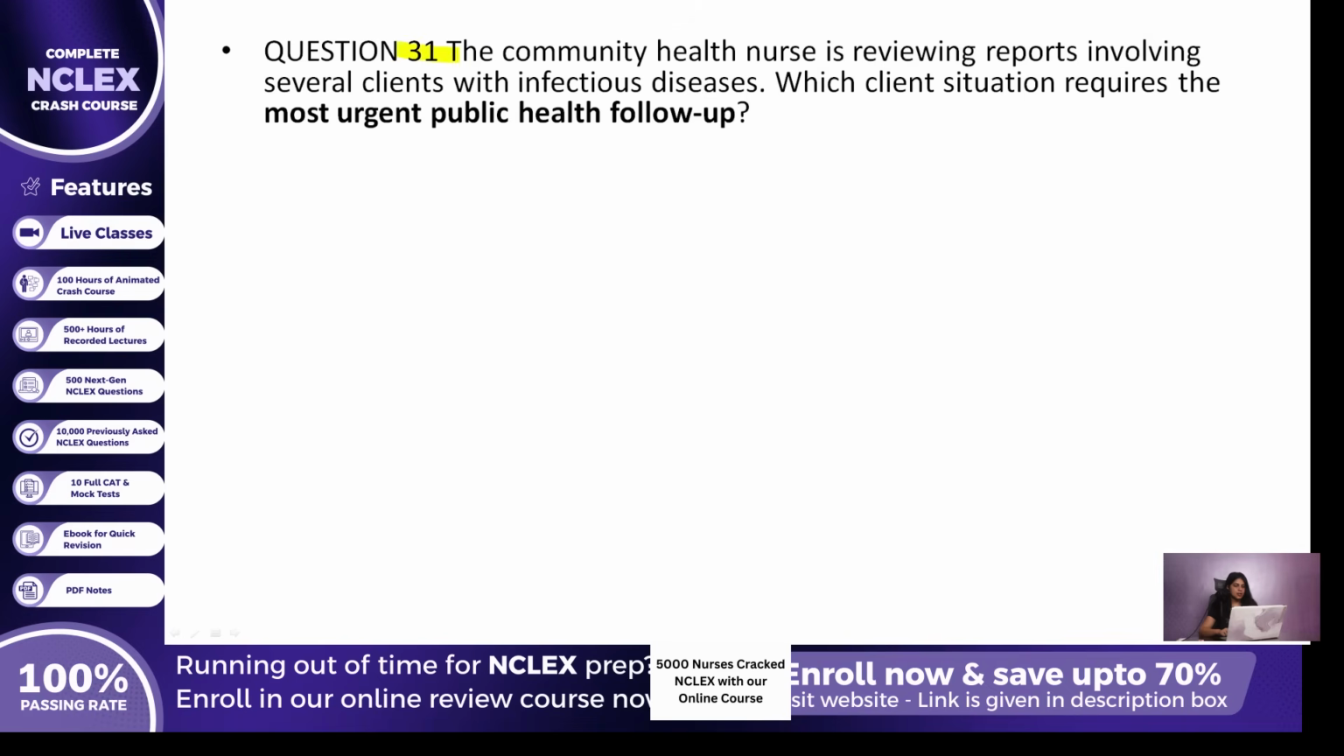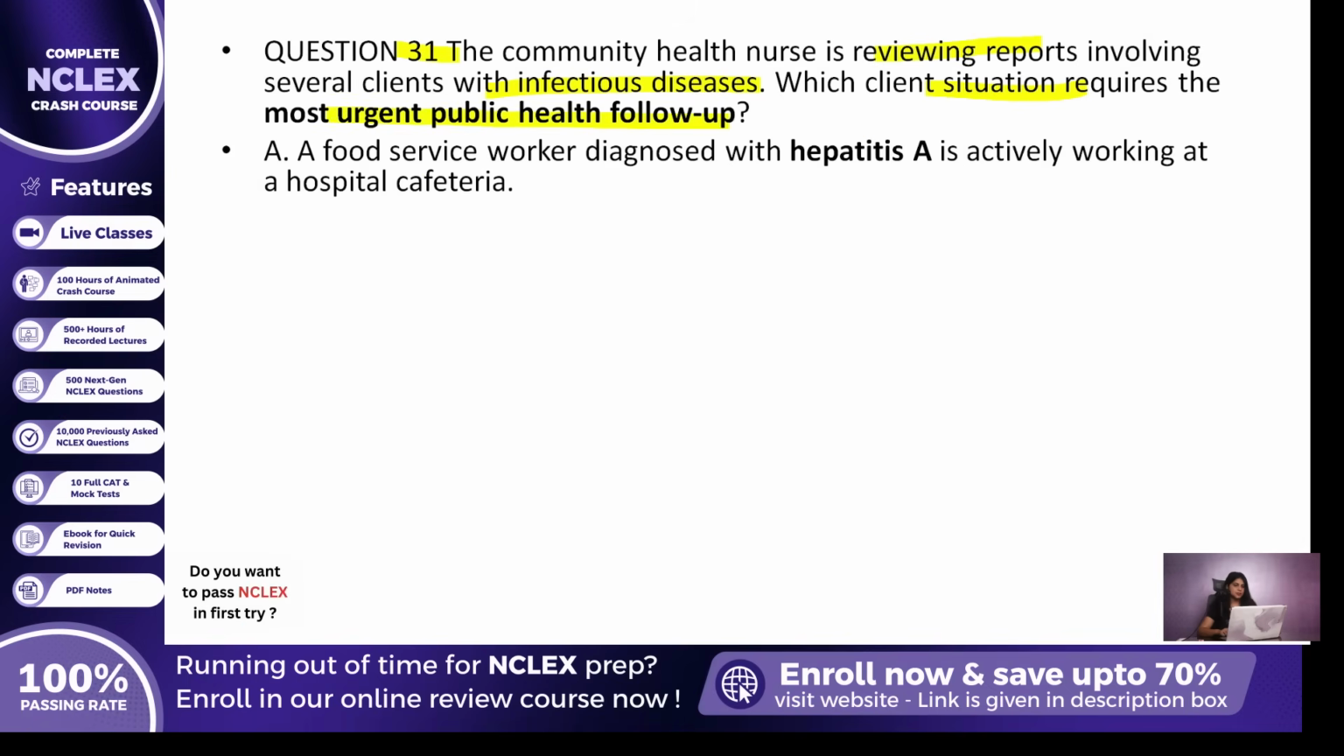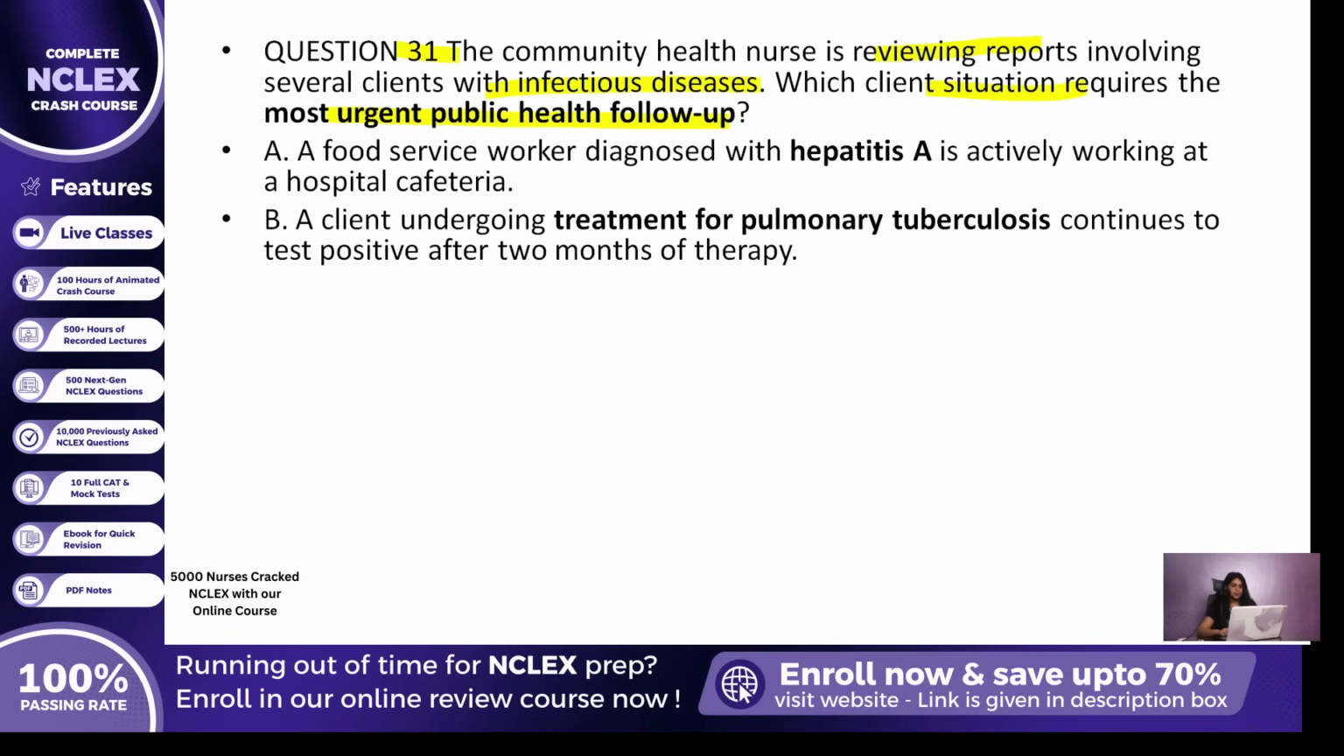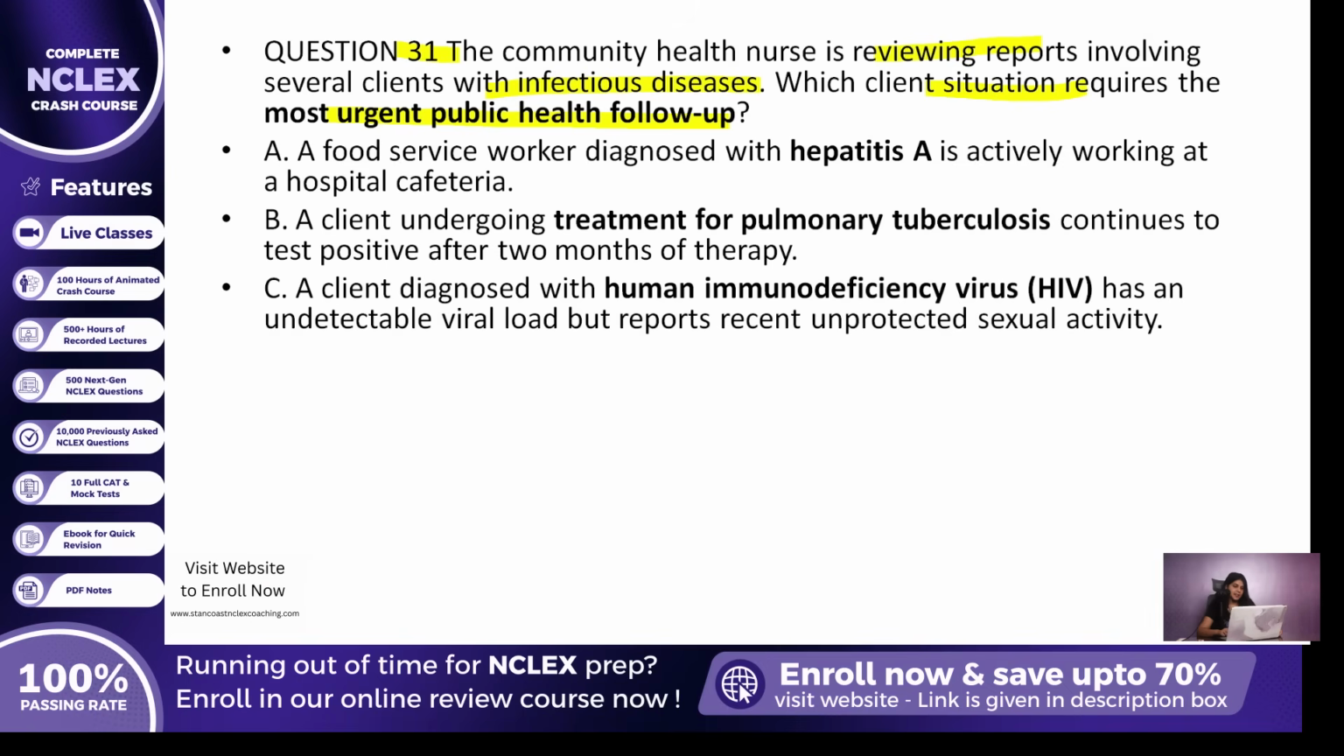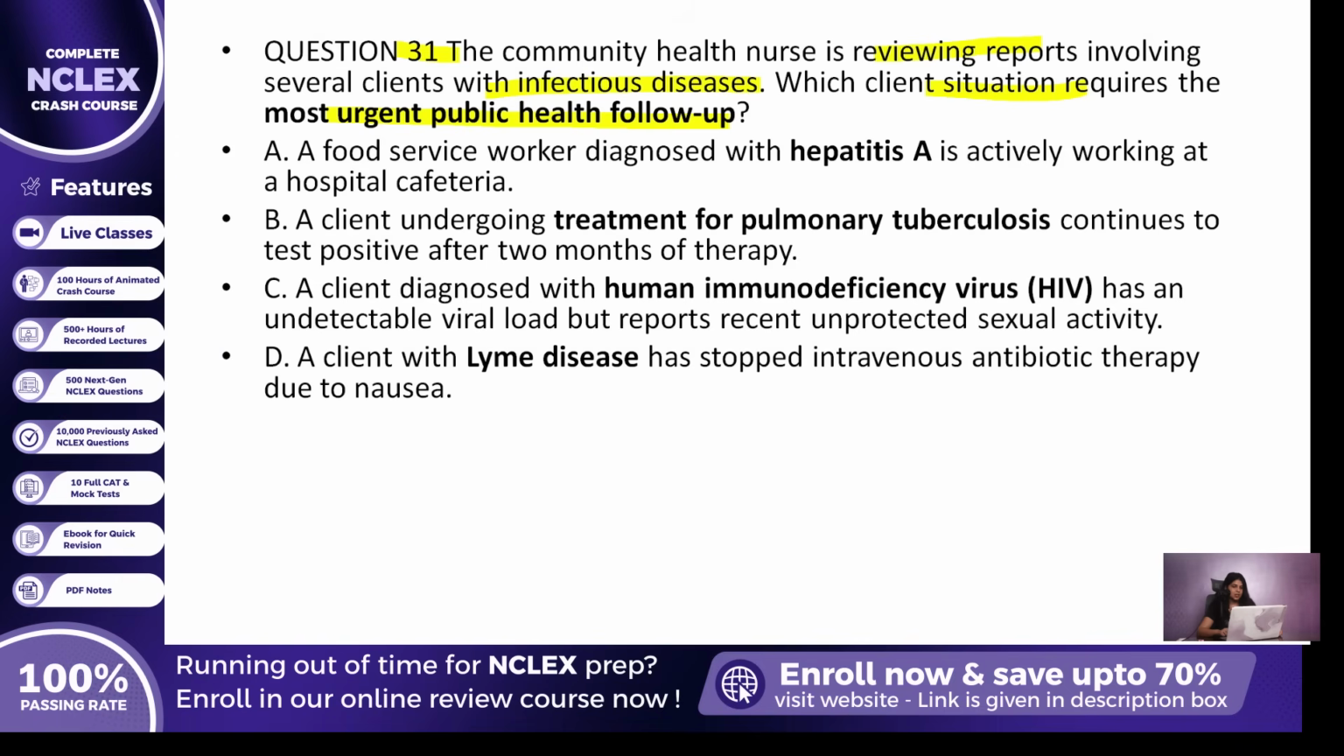Question 31. A community health nurse is reviewing infectious disease cases to determine which one needs the most urgent follow-up. The options are: Option A, a food service worker diagnosed with hepatitis A, currently working in a hospital cafeteria. Option B, a client on tuberculosis treatment who is still sputum positive after 2 months. Option C, a client with human immunodeficiency virus who has an undetectable viral load but reports unprotected sex. And Option D, a client with Lyme disease who stopped intravenous antibiotics due to nausea.